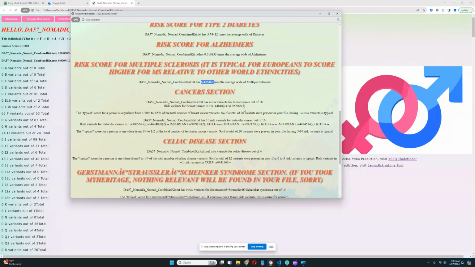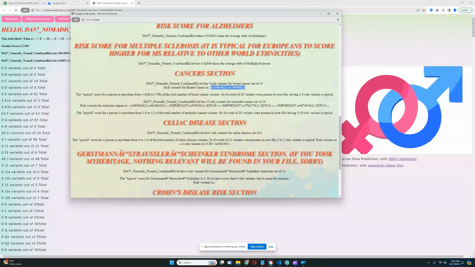For breast cancer, it looks like they have two genotypes for breast cancer, where they have homozygous genotype for risk variants. That's definitely very unfortunate. For KITLG, they have risk variants in all the important variations. So yeah, they're cooked. When it comes to testicular cancer, they are cooked. Definitely very high risk for testicular cancer.